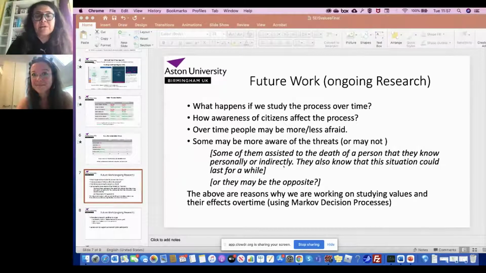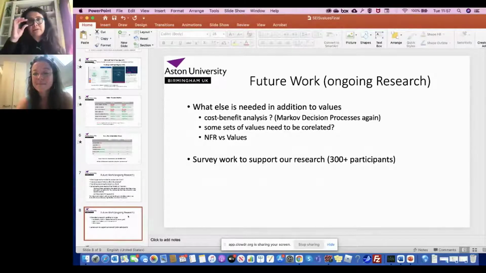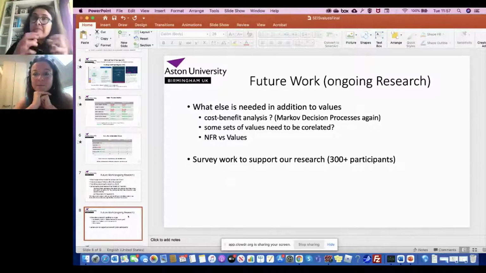And this is a very important part of COVID-19. So we are working at the moment on how to study these values and the effects over time using Markov processes, something that is entertaining me and my research at the moment. Another thing that we are working on is the cost-benefit analysis, Markov decision processes here again. It's not just about values. It's about, for example, how these sets of people or sets of values need to be correlated. What is the relationship between non-functional requirements and values as such? I think there is a big gap in the way we need to work with these concepts. Because of that, and to finish, we are working now on a survey to see how these values work over time. And I hope to have more results after that survey has finished.